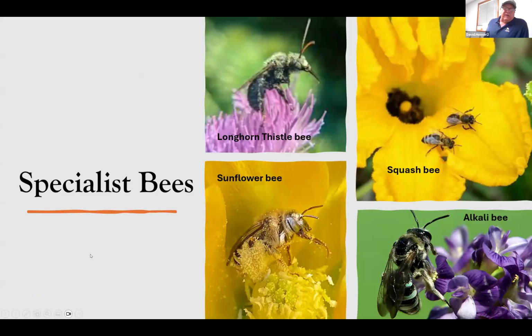There's obviously many other specialist bees, and we won't be able to cover them all, but sunflower bee, longhorn thistle bee, we've got the alkali bee, which is in particular kind of specialized on alfalfa, particularly in the Southwest, squash bee. And so, as you can see, the pretty good pollinators of not only native, but also agronomically important species as well.